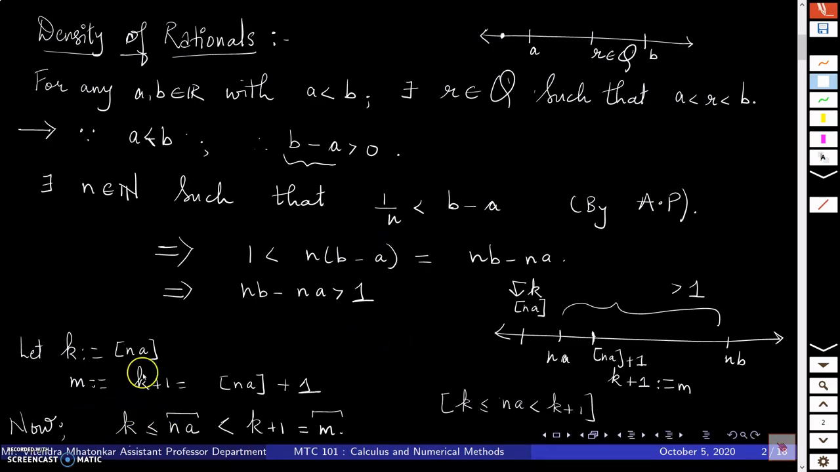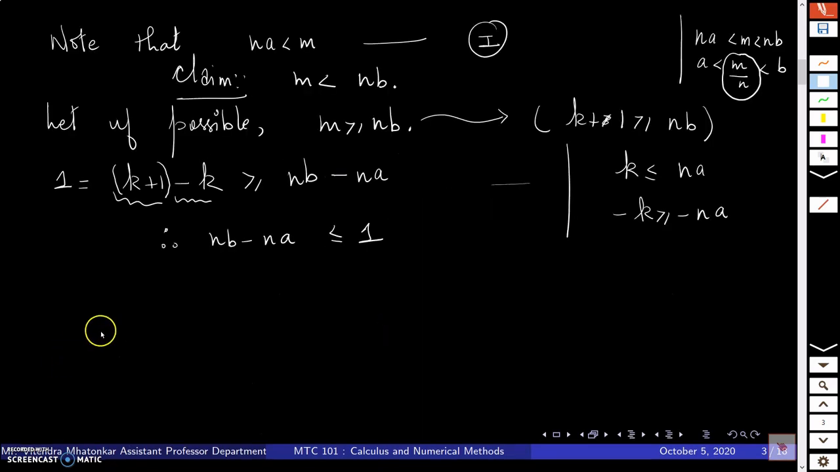But if I go back and see this, we already have that nb minus na must be strictly positive. I'll name it star. And we are getting its opposite now. So that's a contradiction. So this is a contradiction to star.